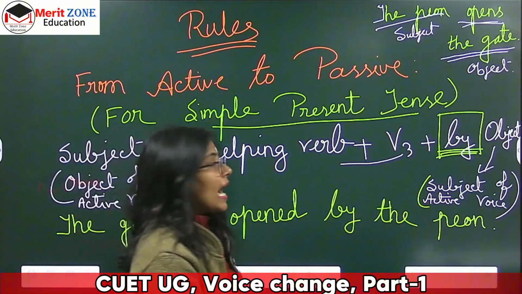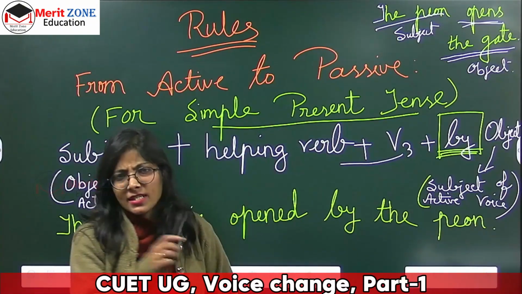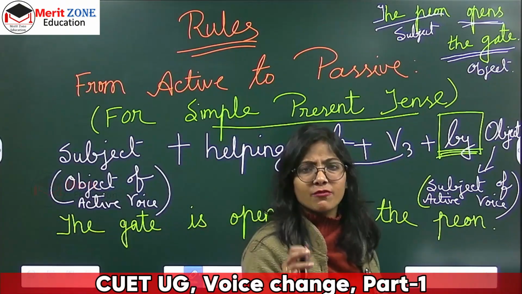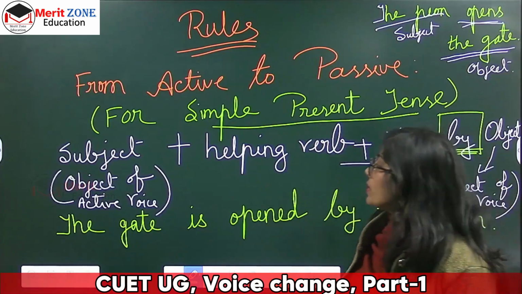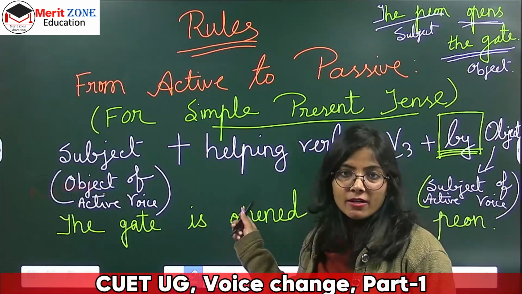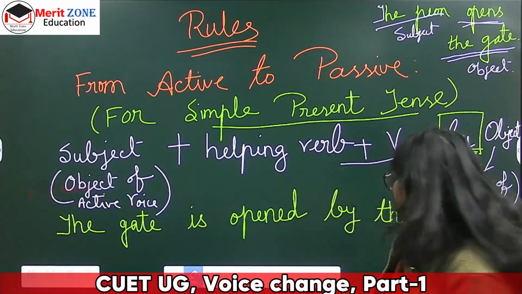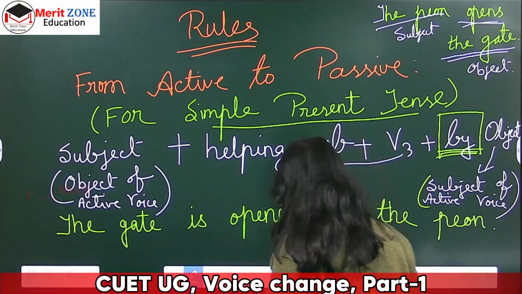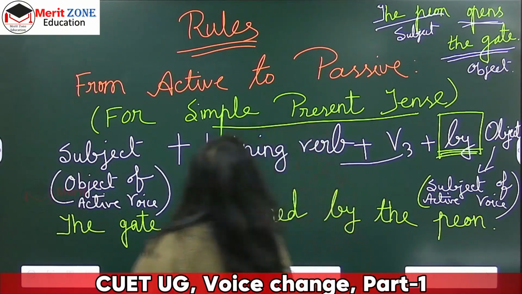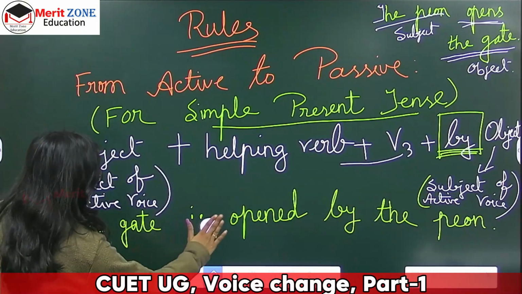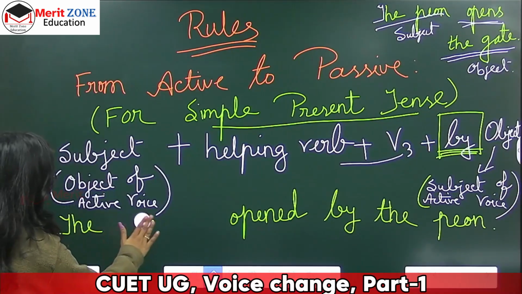Okay, so I will write another sentence just in the same way. In simple present tense I'll give you one more sentence. Let me just rub out this particular sentence, then I can write down another one. Okay, I'll keep the rule intact.